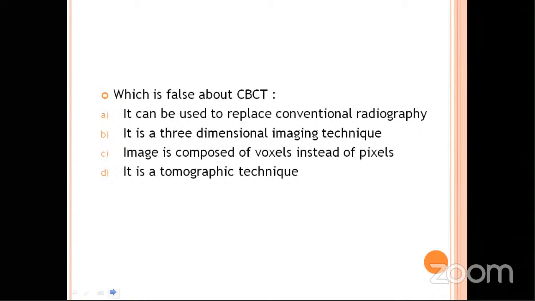Which is false about CBCT? It can be used to replace conventional radiography. No, never. It is a 3-dimensional imaging technique. Yes, the image is composed of voxels instead of pixels. It is a tomographic technique. So CBCT can never replace a conventional radiography. If you have any second opinion regarding the artifacts caused by CBCT, CT is the very good modality to see the lesion. Okay.